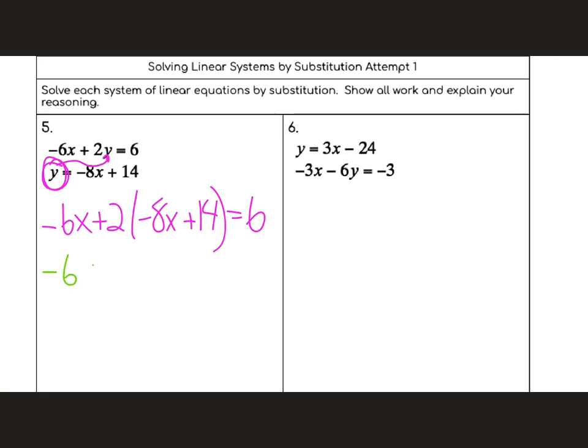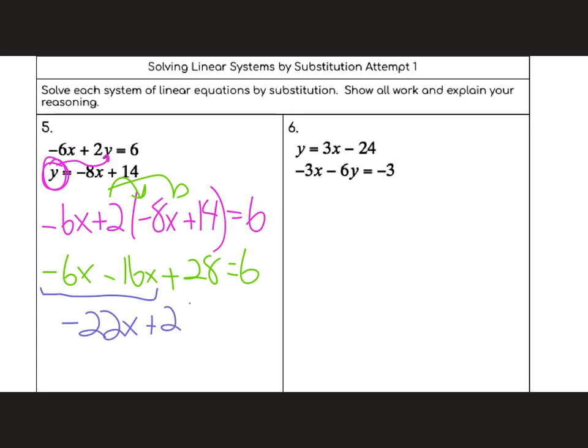My next step is going to be distribute that 2. So negative 16x plus 28 equals 6. So on my sticky note, I would write step 2 would be distribute the 2 to the negative 8x and the 14. Now I'm going to combine like terms. So right here I see that I have 22, so negative 22x plus 28 equals 6. So on my sticky note, my step 3 would be combine like terms. Subtract 28 from both sides. So that's negative 22. And so on my sticky note, it'd be step 4, or whatever number I'm on, would be subtract 28 from both sides.